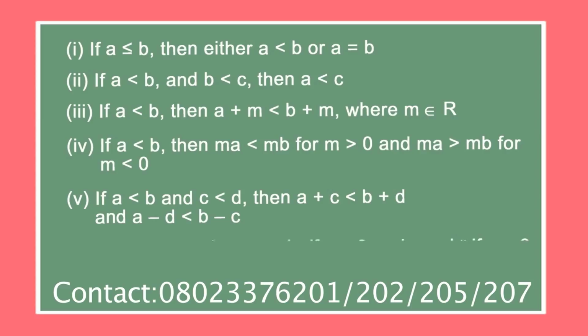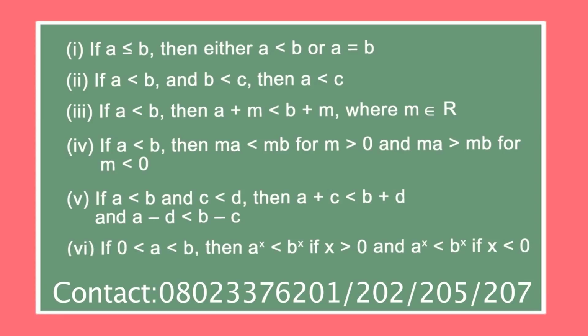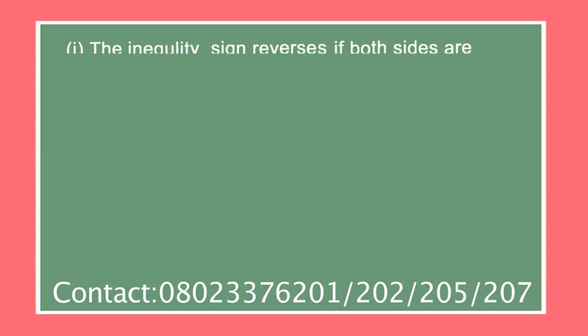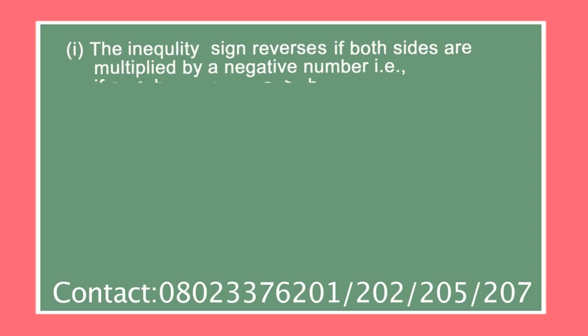If 0 less than A less than B, A power x is less than B power x if x is positive, and A power x is greater than B power x if x is negative. If 0 less than x less than y, then A power x is less than A power y if A is greater than 1, and A power x is greater than A power y if A is between 0 and 1. Please note, the inequality sign reverses if both sides are multiplied by a negative number. That is, if A less than B, this implies minus A is greater than minus B.